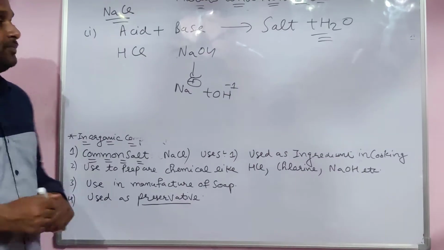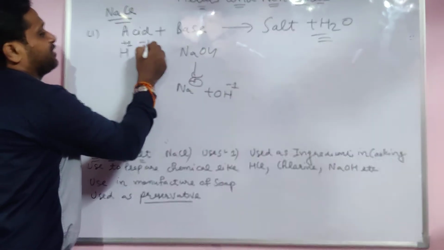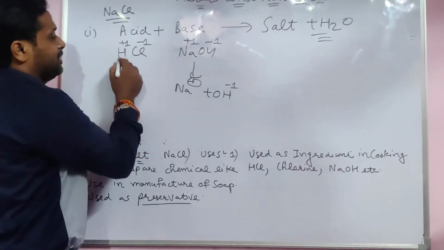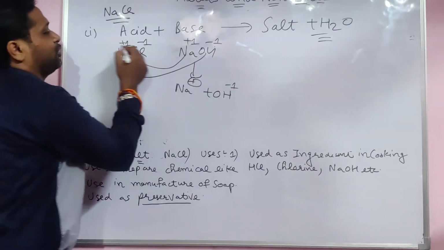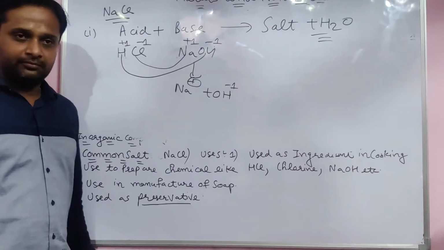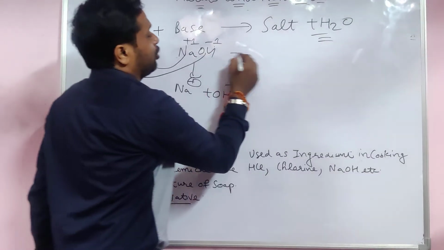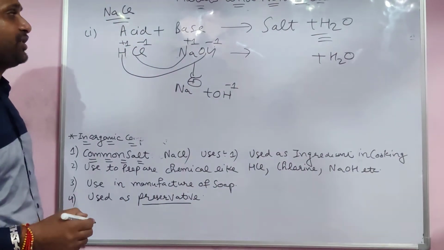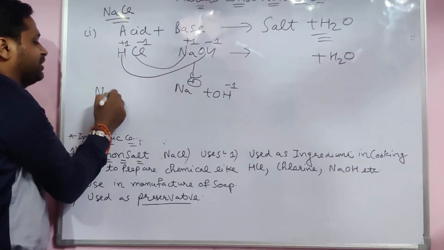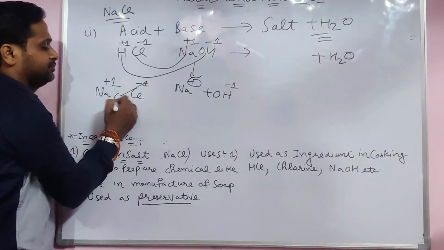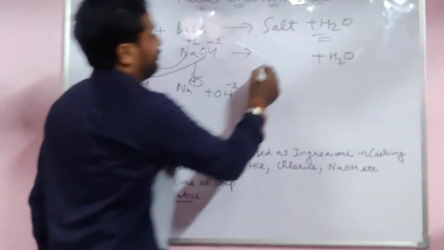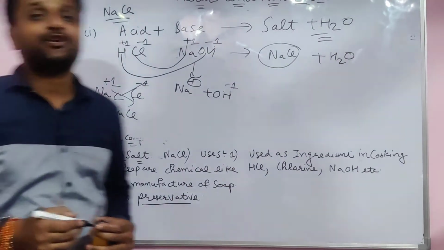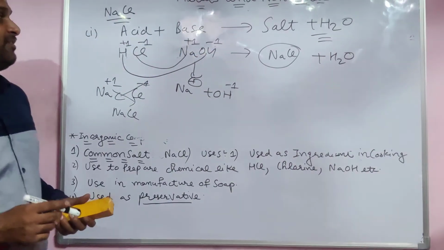HCl plus NaOH. H 1 positive, chlorine 1 negative. Put the valency: Na 1 positive, OH 1 negative. Positive reacts with negative. Very easy reaction. When H positive and OH negative combine, which thing forms? Water. Then Na plus Cl, you already know, crisscross: NaCl. Very easy formula. This is the formation, the preparation of sodium chloride.